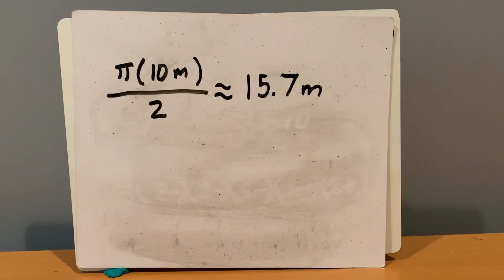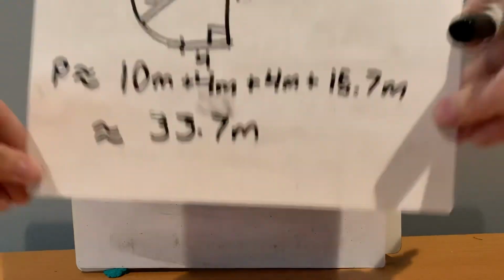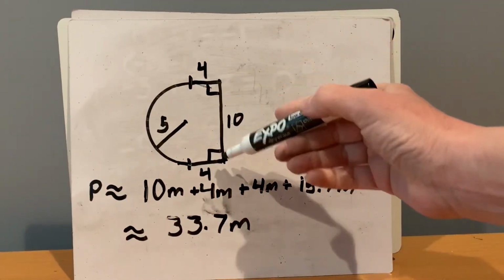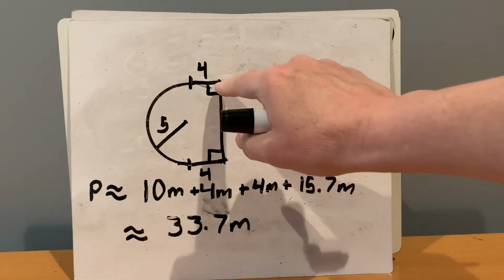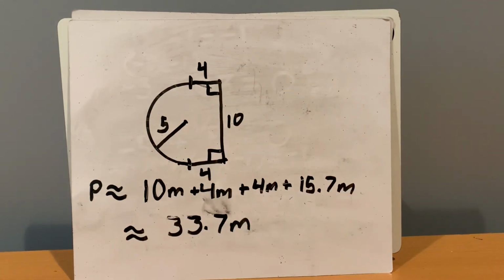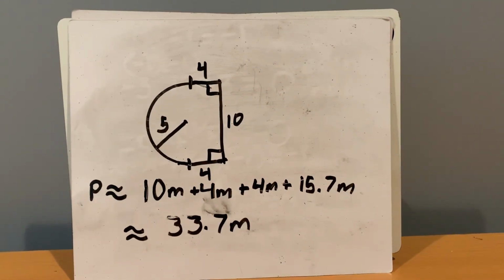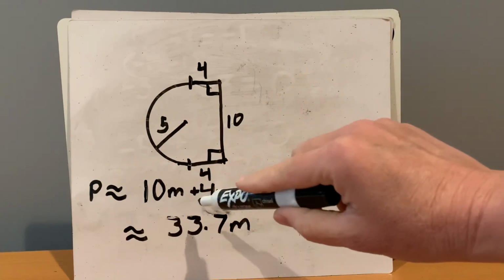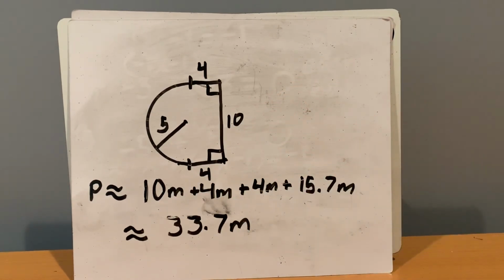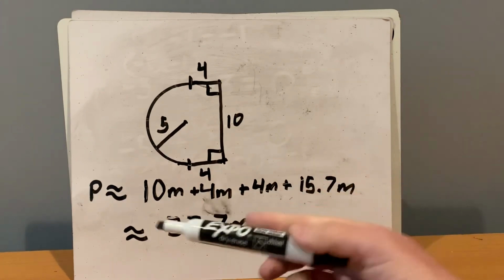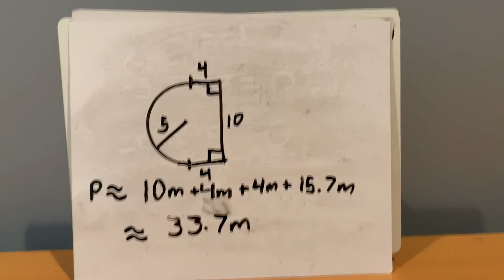So now we can write all the dimensions. When we look at this figure, this length right here, when you look at the circle, is exactly the diameter of the circle. So we automatically know this length is 10. Then the perimeter is going to be 10 meters plus 4 meters plus 4 meters plus 15.7 meters. That will be approximately 33.7 meters. And we say approximately, and we use a little bit of a wavy equal sign, because with pi, we can't give an exact amount.